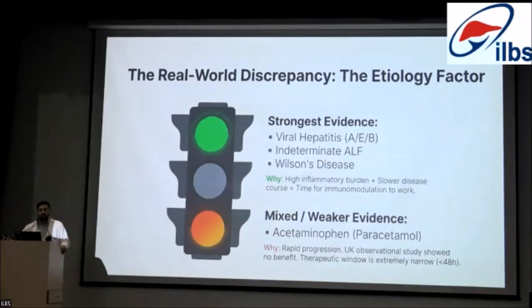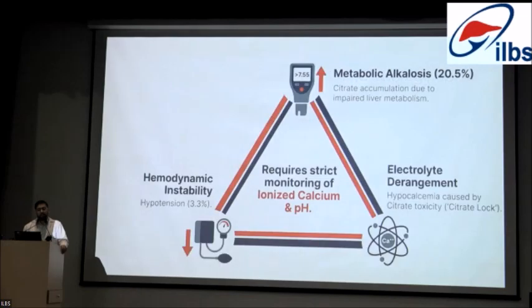Definitely, there is strong evidence in viral etiologies like hepatitis A and Wilson's. There is weak evidence in acetaminophen and other DILIs. So we need to use plasma exchange carefully based on etiology as well as the clinical condition of the patient. But plasma exchange does not come without its own problems, with metabolic alkalosis, sepsis, electrolyte derangement, and hemodynamic instability, which need to be taken into account when we do plasma exchange for the patients.